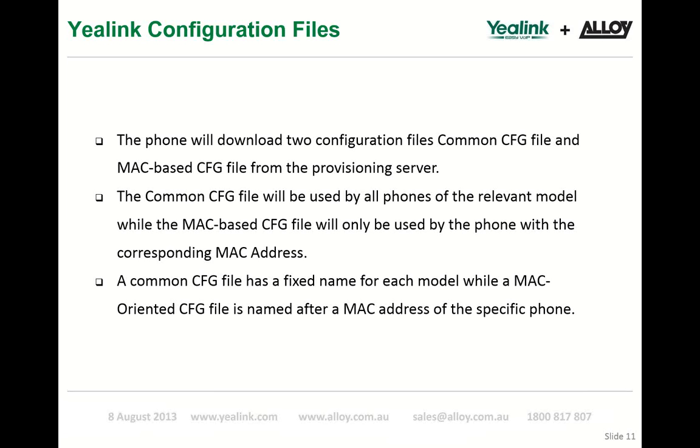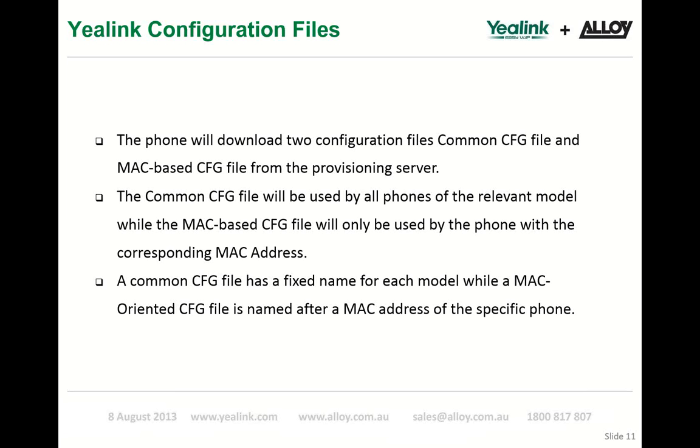The common configuration file can be used to provision settings into the phone that are common for all the phones on your network. So if you have a whole range of SIP-T28s or SIP-T46s on your network and you want to configure global settings for all those phones, that can be done within the common configuration file. Any phone-specific settings that need to be set in an IP phone will be done in the MAC-based configuration file. The actual file name of the configuration file will be the MAC address of the IP phone that you have on your desk.